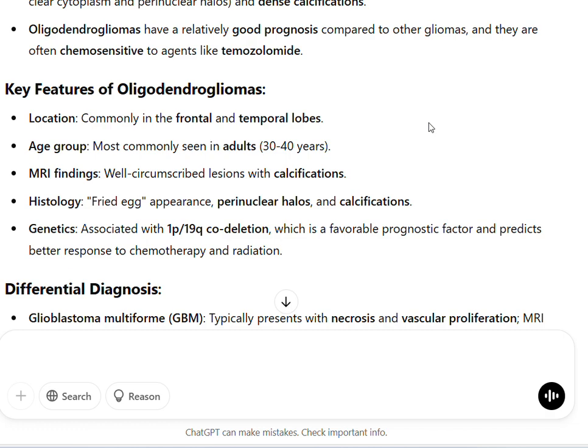30 to 40 years. MRI findings: well-circumscribed lesions with calcifications. Histology: fried egg appearance, perinuclear halos, and calcifications. Genetics: associated with 1p19q co-deletion, which is a favorable prognostic factor and predicts better response to chemotherapy and radiation.